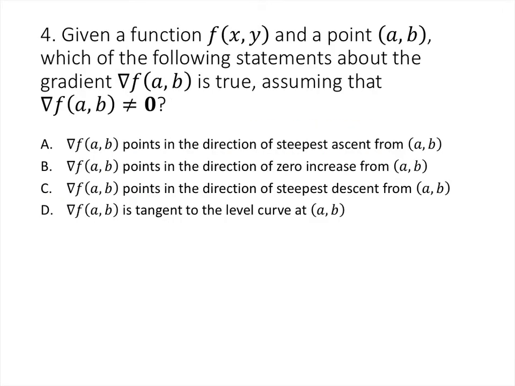Here we have a bunch of different statements about the gradient, and only one of them is true. And so what we should remember about the gradient is that it points in the direction of steepest ascent, of steepest increase, and that's option A.